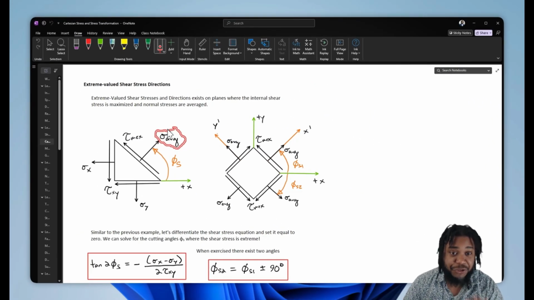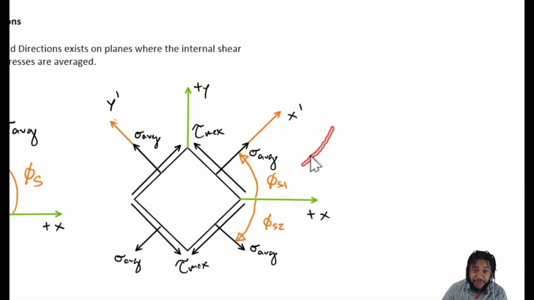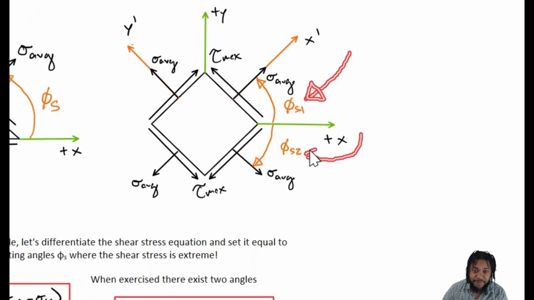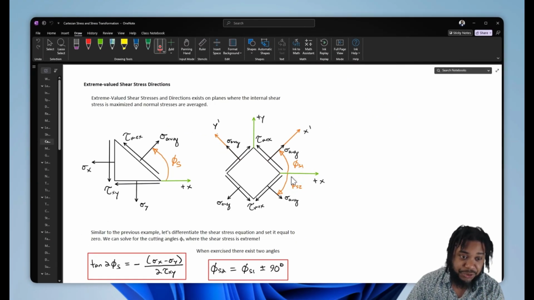So we actually have an average normal stress, an average of the normal stresses in our geometry. If we were to rotate our element, we'll also find that there are actually two angles where shear stresses are maximized, a phi s1 and a phi s2.